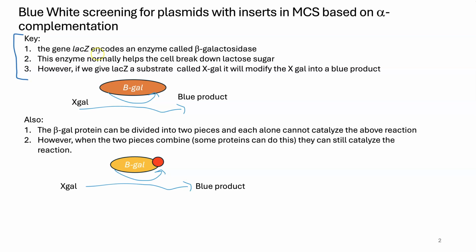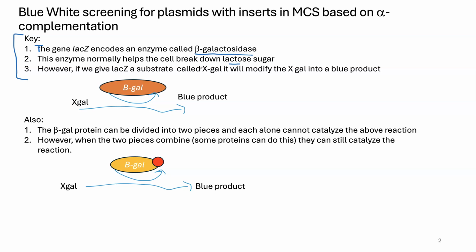So here's some key pieces of information that led to the development of the blue-white selection. So the gene LacZ, which has been very intensively studied because the lac operon is kind of a classic gene regulation subject, and so it's well understood. And it encodes an enzyme called beta-galactosidase. Normally what this enzyme does is it helps the cell break down lactose sugar. If there's no other sugar available and there is lactose, then the genes get turned on and that gets broken down to make energy.